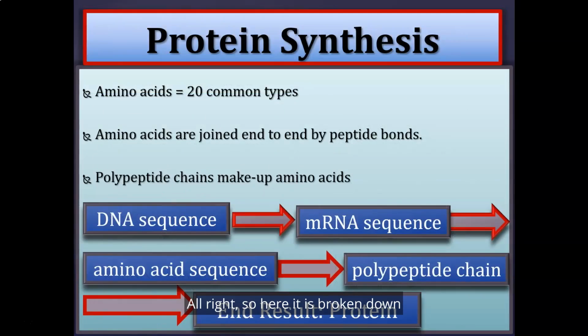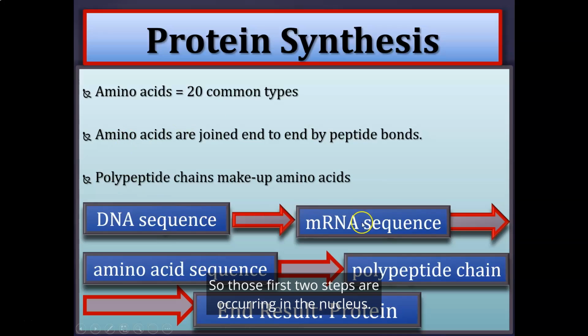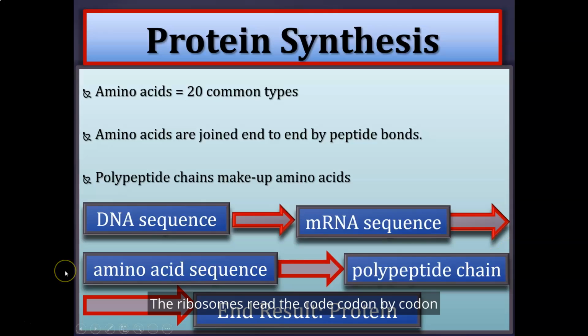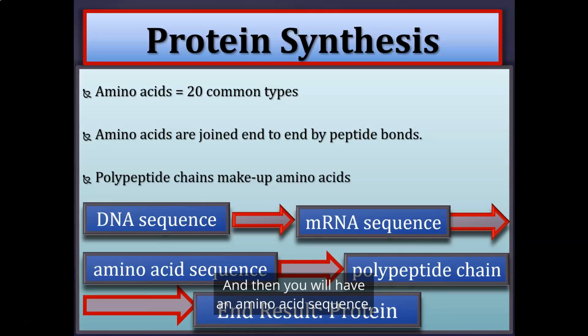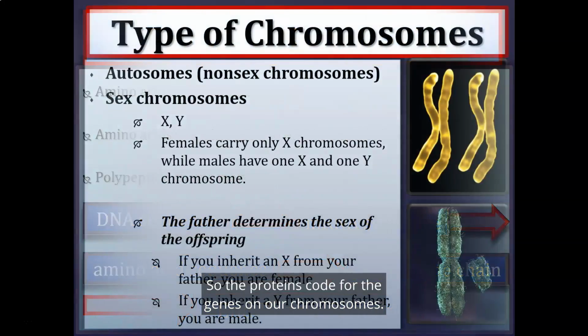All right, so here it is broken down into a chart format. You're starting with your DNA sequence, which then codes for the messenger RNA sequence. Those first two steps are occurring in the nucleus. Then the messenger RNA strand will leave the nucleus and travel out into the cytoplasm where the ribosomes are located. The ribosomes read the code, codon by codon, or 3 by 3. And then you will have an amino acid sequence, also called a polypeptide chain. And then your end result is a specific protein. So the proteins code for the genes on our chromosomes.